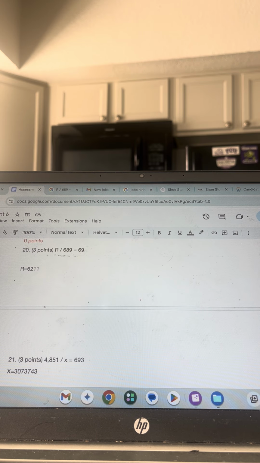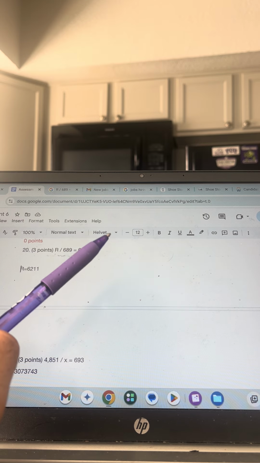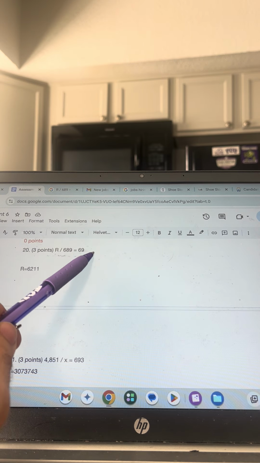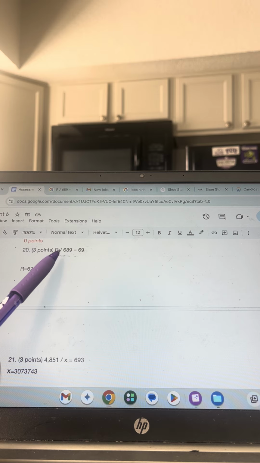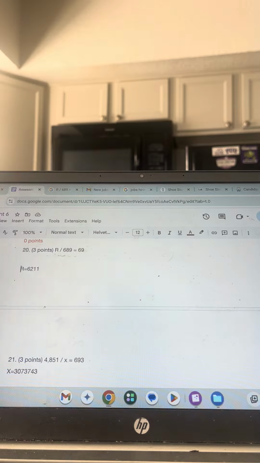But remember, R is being divided by 689, so you have to multiply by 689 on both sides. You got to multiply this by 689, multiply this by 689. The 689s are going to cancel on the left, so then you have R equals 69 times 689. So you got this answer incorrect.